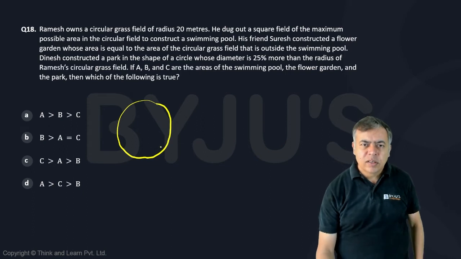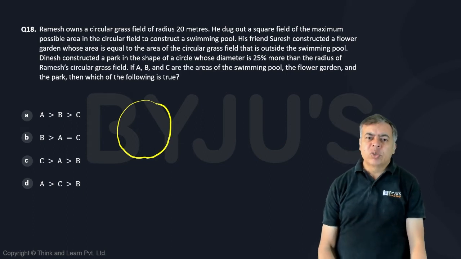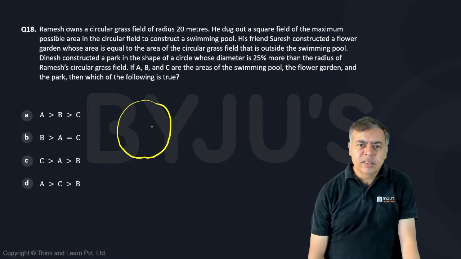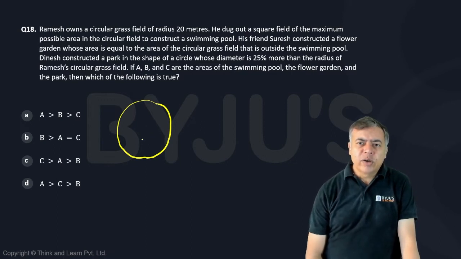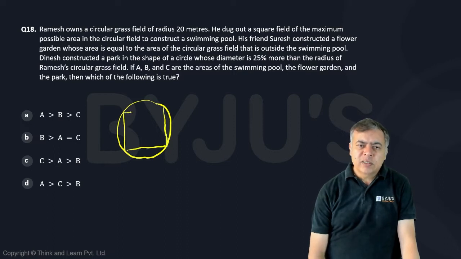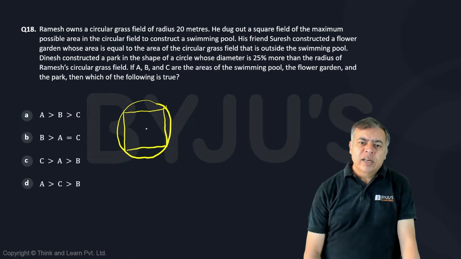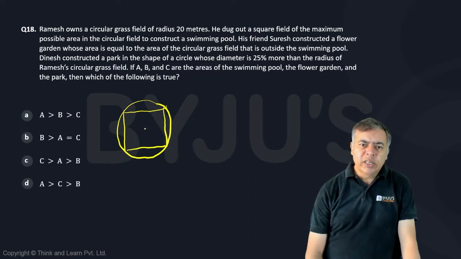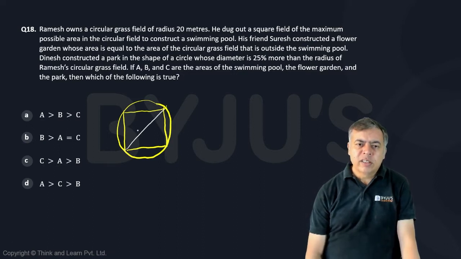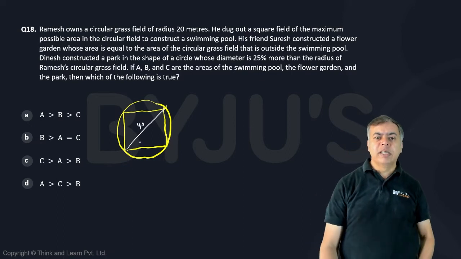Okay, a circular grass field of radius 20 meters. He dug out a square field of the maximum possible area. So let's say there is this square inside this circle, right? And because the radius was 20, this diagonal, if I draw a diagonal here, must be 40. 20 is the radius, so the diagonal must be the diameter.